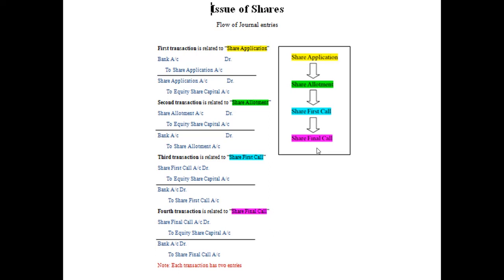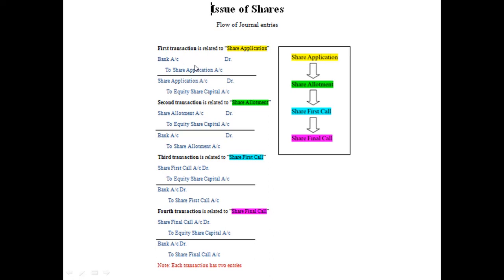The cases can be very varying, from question to question, so these are normally the general things. First we will have share application, after that share allotment, after that share first call, after that share final call. Now each transaction has two entries. So first we will see the entry for share application. The first entry for share application will be bank account debit to share application.